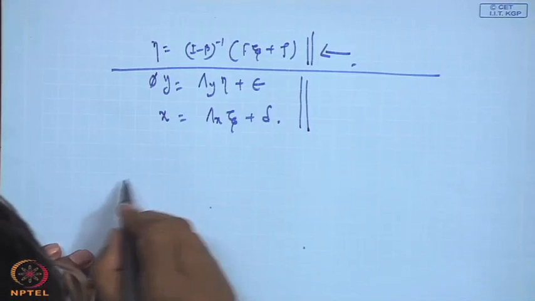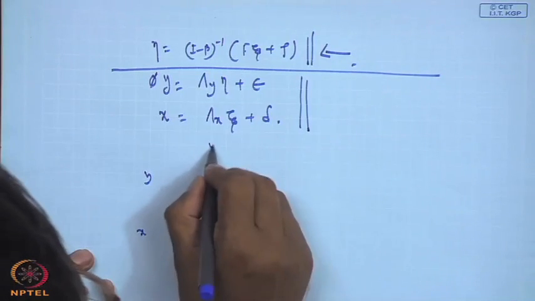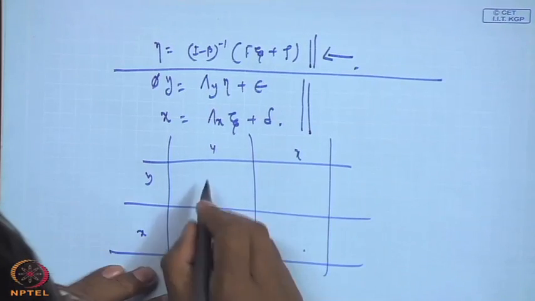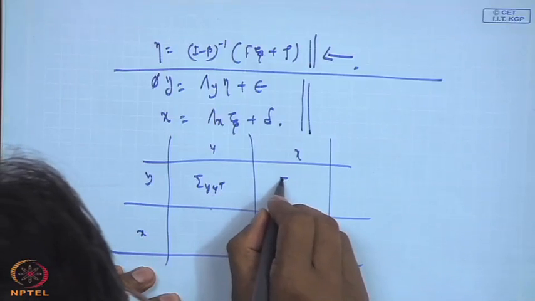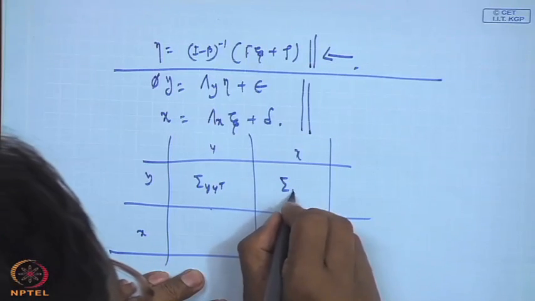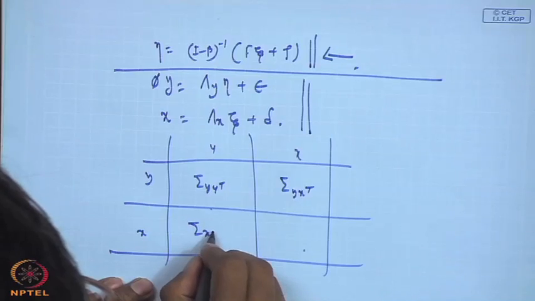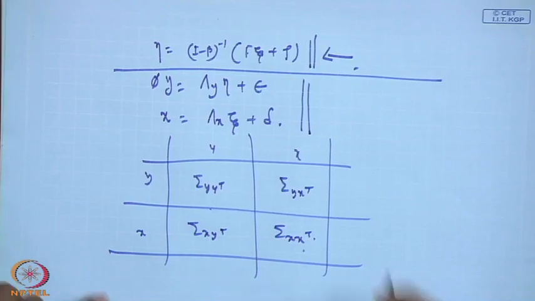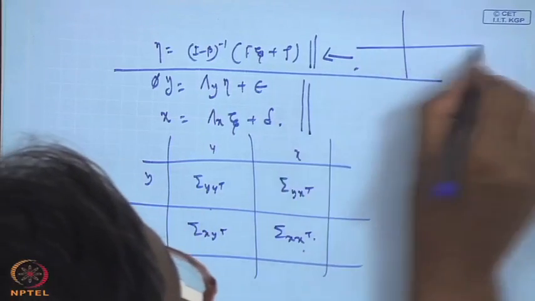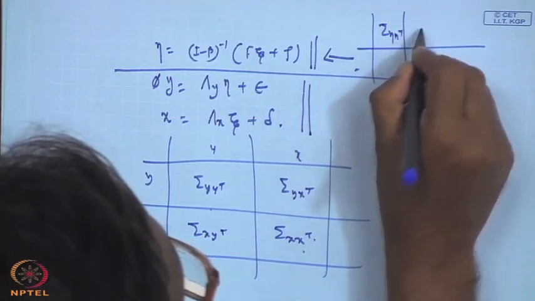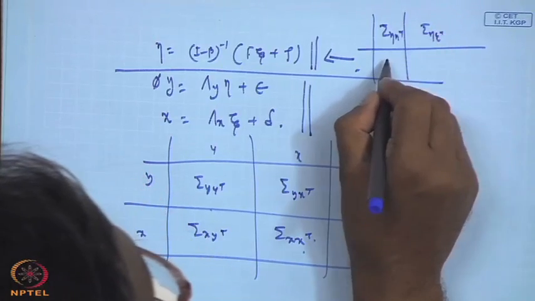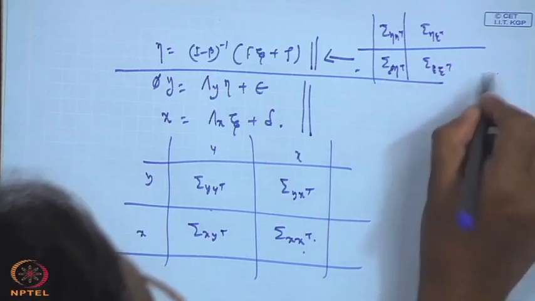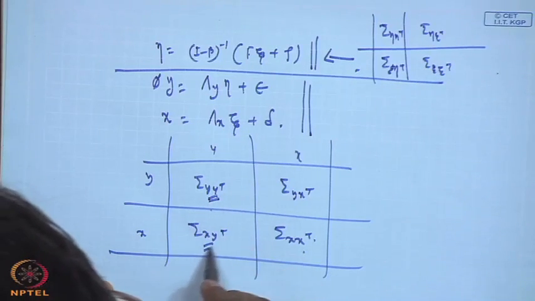So, in this case now your covariance structure will be like this, the matrix you will be analyzing finally. So, this will be covariance of y y transpose, covariance of y x transpose, covariance of x y transpose, and covariance of x x transpose. Earlier you have seen that we did covariance of eta eta transpose, covariance of eta xi transpose, covariance of xi eta transpose, that you have calculated. Now, here your case is different.